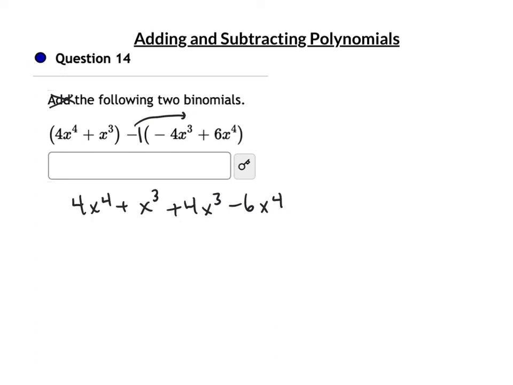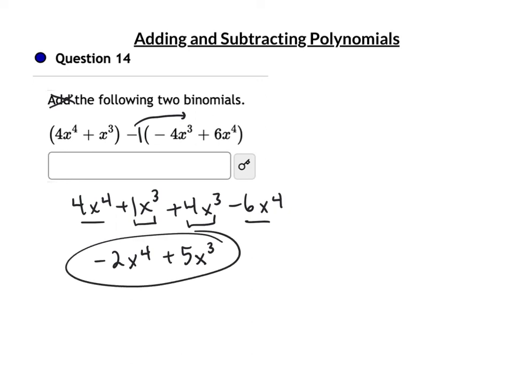We'll combine like terms. Highest power first. Positive 4x to the 4th minus 6x to the 4th is negative 2x to the 4th. Positive 1x cubed, there's a 1 there, and positive 4x cubed make positive 5x cubed. And there's my answer.